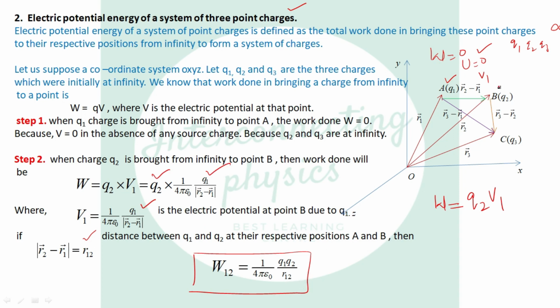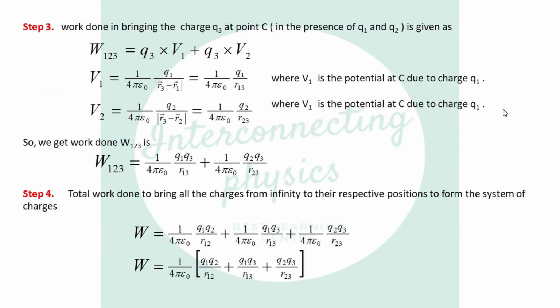Now, place this charge Q2 here. Bring the Q3 charge from infinity to point C. Now, Q3 charge is coming in the potential of Q1 and also in the potential of Q2. So, what will be the work done? Work done this time will be Q3 V1 plus Q3 V2. What is V1? Potential of charge Q1 at point C. What is V2? Potential of charge Q2 at point C. So this time work done is W123, which is Q3 V1 plus Q3 into V2.